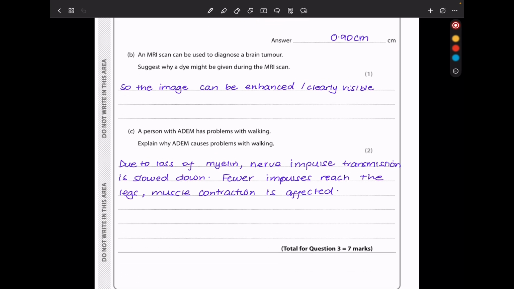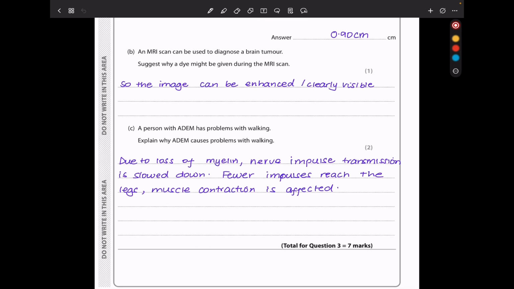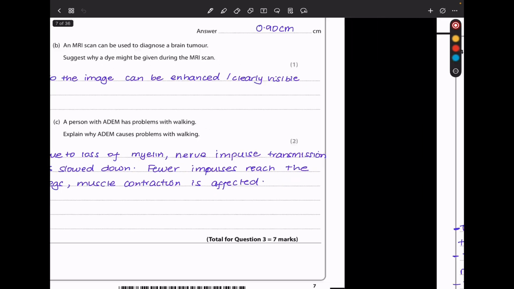In part C, a person with ADEM has problems with walking. Explain why ADEM causes problems with walking. Remember, this condition removes or decreases or breaks away the myelin sheath. It means nerve impulse transmission is going to be slowed. So I say due to loss of myelin, nerve impulse transmission slows down. Fewer impulses reach the legs. Muscle contraction is going to be affected, so the person is going to walk slowly. So this brings us to the end of question 3. Let's continue to question 4.